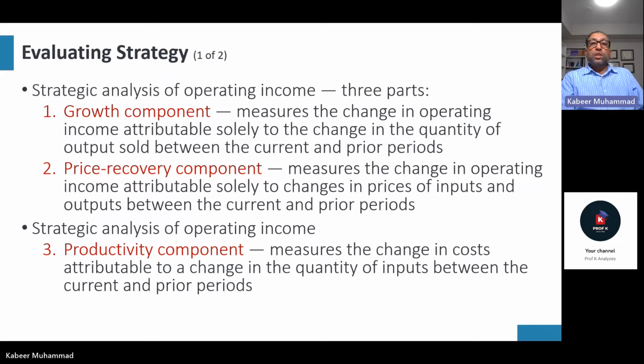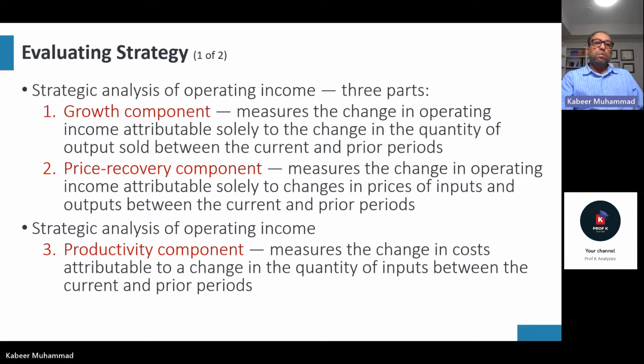It measures the change in operating income attributable solely to the change in the quantity of output sold between the current period and the prior period. So that's one way of analyzing the profit, where we have to emphasize the growth component.